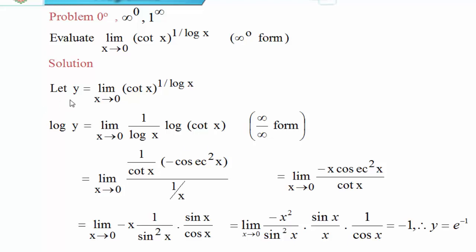But we are interested to find the value of y. So taking antilog, we get y equal to e raised to minus 1.